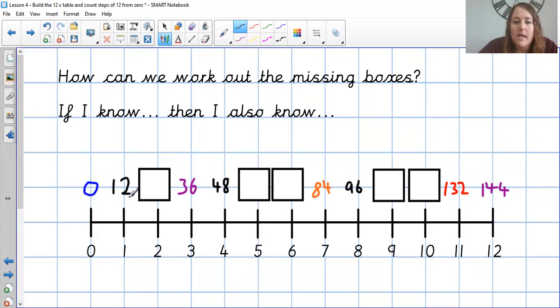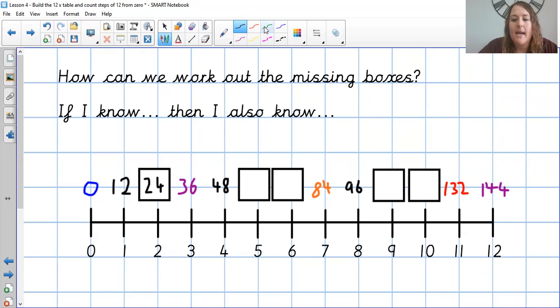So black 1 times 12 is 12. If I know 1 times 12, then I know 2 times 12 because I'm going to double. So double 2 gives me 4, and double that 10 gives me 20, and that's in that black colour. So I've got my black 1, 2, 4, and 8. So I don't need any more black colours.